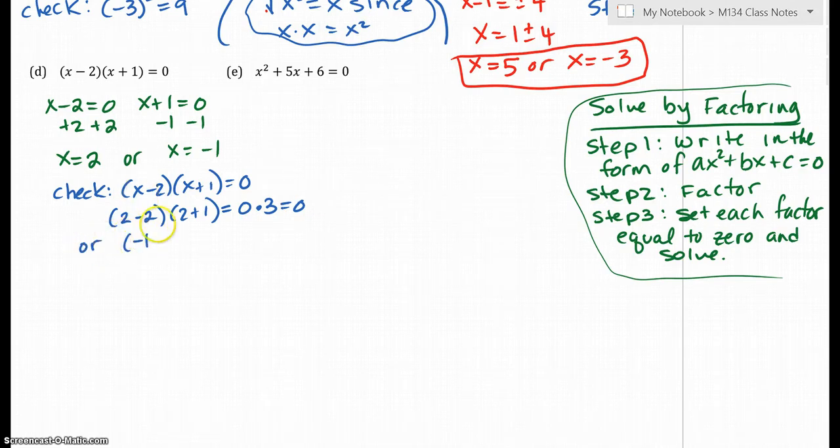You could put a negative 1 in for both of these. The first one isn't 0. The first one's negative 3. But the second one is 0. It makes the whole thing 0. So you can see that this is the answer. When one of the factors is 0, the whole thing is 0.